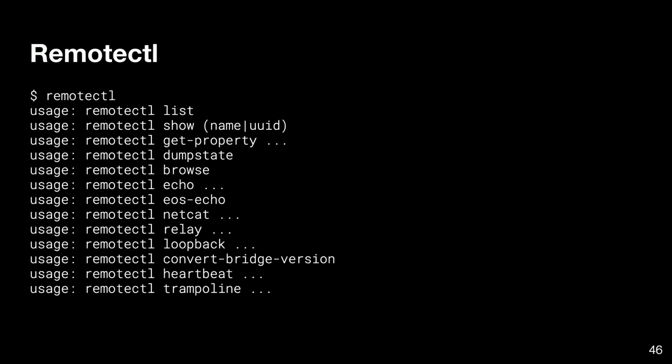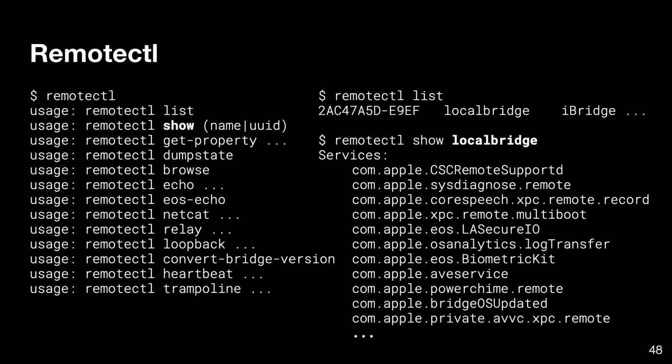Luckily for us, as researchers, macOS comes with this nifty utility called remotectl. Remotectl provides a variety of different functions for us to talk to the T2 chip. Starting off with the list command, we can list the T1 or T2 device that's attached to our macOS host. It shows up as local bridge. And if we use the show command, we can print out a variety of different properties about the T2 chip, including a list of the services that are running on that T2 chip that are available for us to communicate with. We can then turn to the netcat or the relay subcommands to actually communicate with these processes.